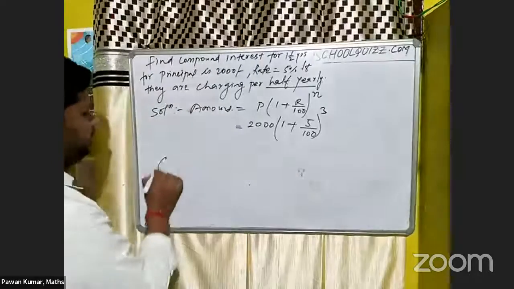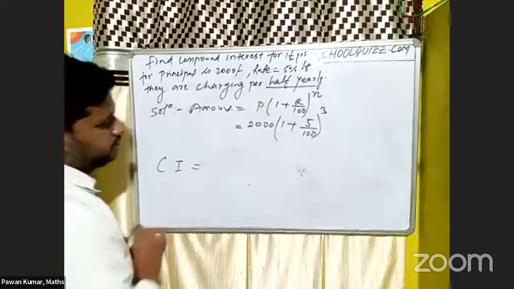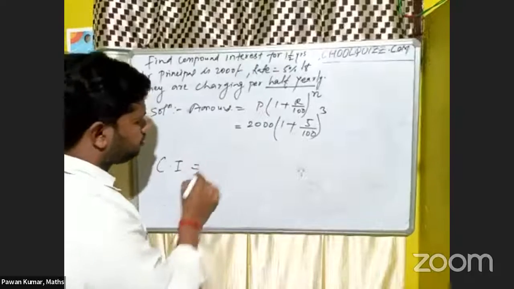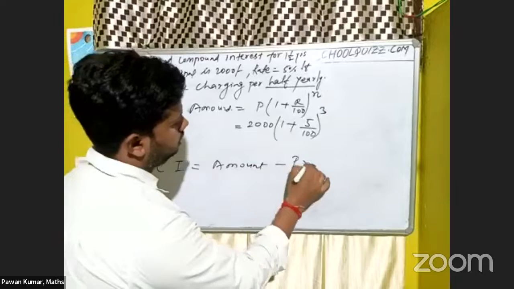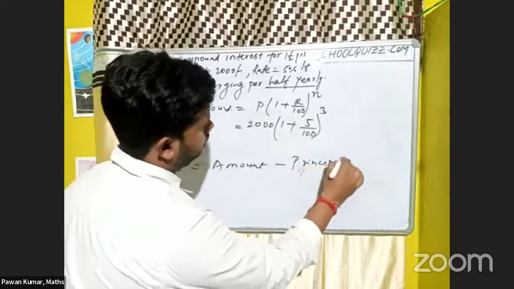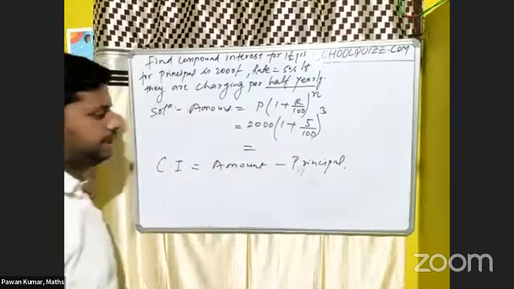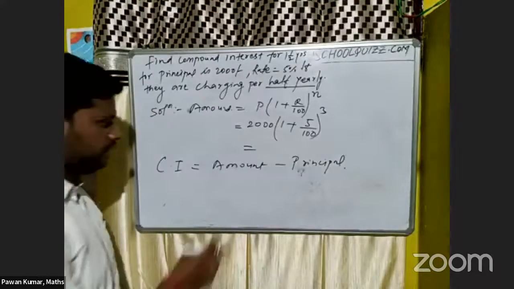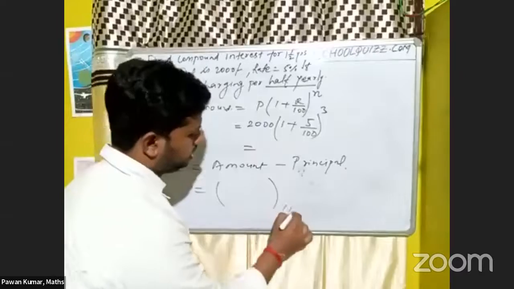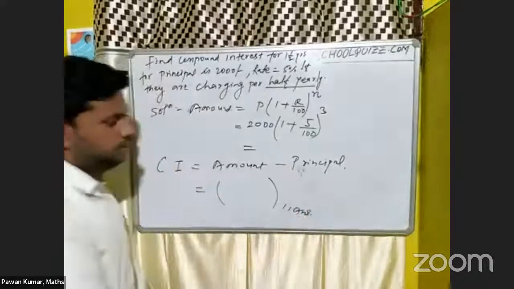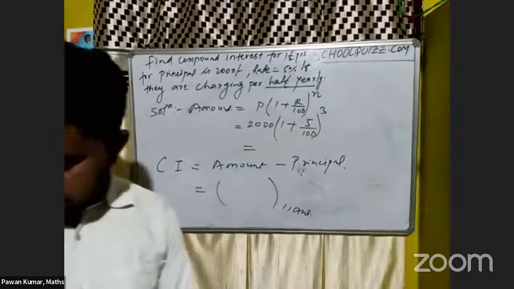So they are asking for compound interest. So at last you have to do your amount minus your principal. So don't leave it there. Whatever answer you get, don't leave it there. At last you have to keep amount minus principal. That will be your CI. That will be your answer. So how much are you getting?